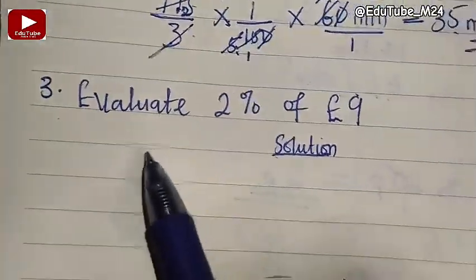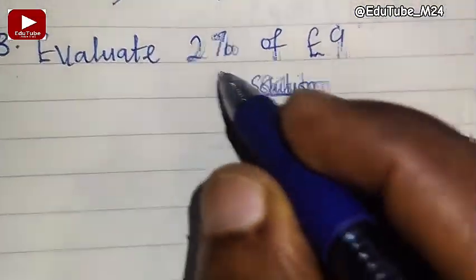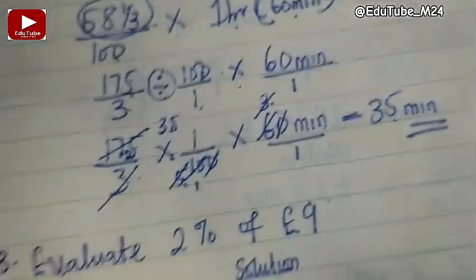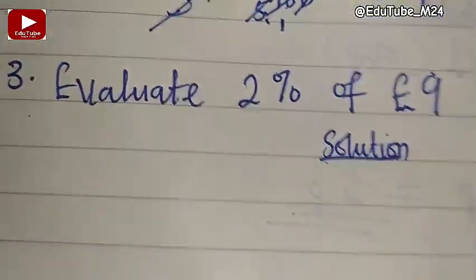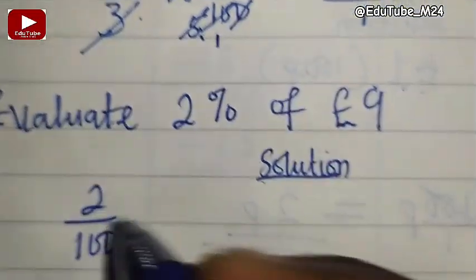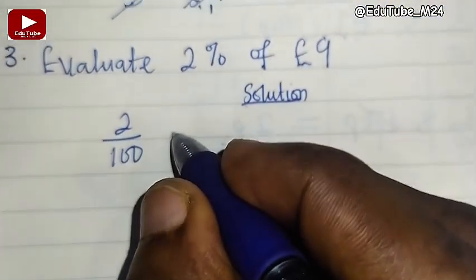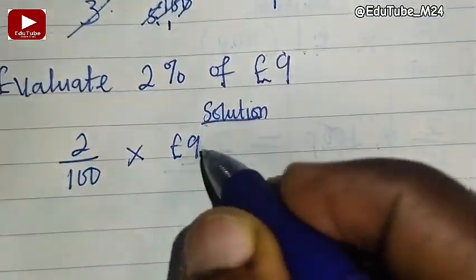Now example number 3 says evaluate 2% of £9 sterling. 2% of £9 sterling. So I'm going to express 2% as a fraction. As we said, percentage means out of 100 or by 100. So 2% means 2 out of 100. Then of mathematically will become times, and then £9, which is the quantity.